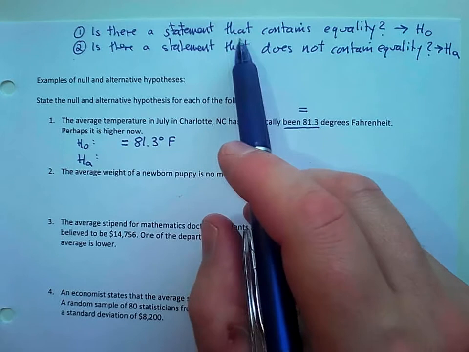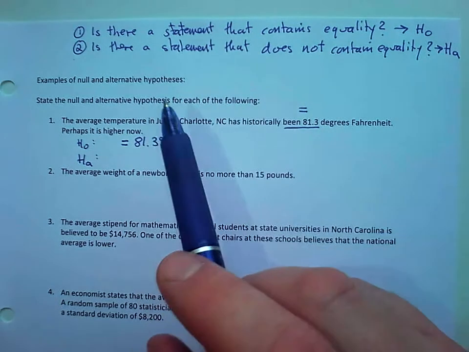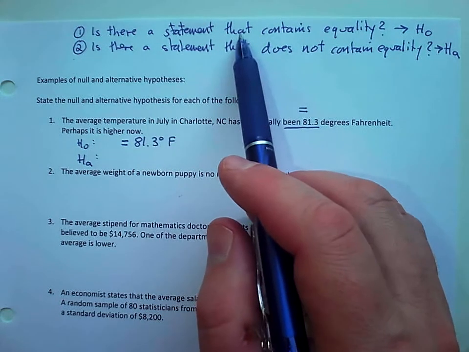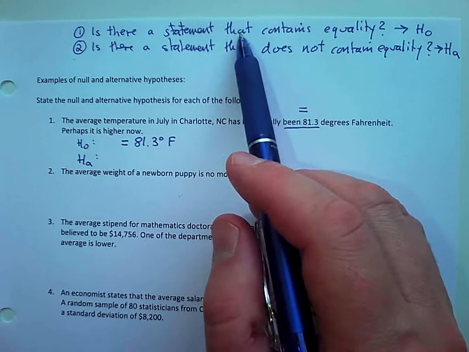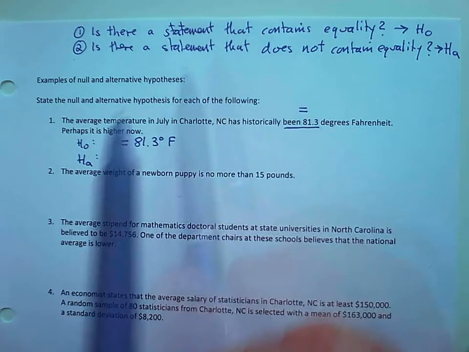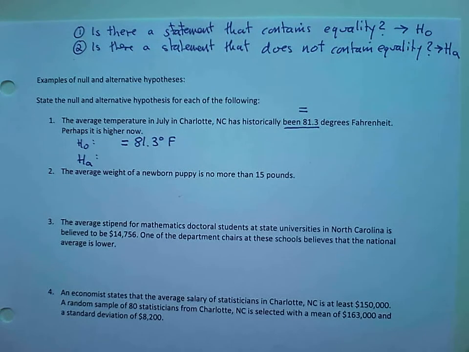So the first one that we're asking ourselves is: is there a statement which contains equality? Probably a better English way of writing that is there shouldn't be "that", there should be "which", I think. Gosh, I don't know why I took a quick tangent there into English grammar.